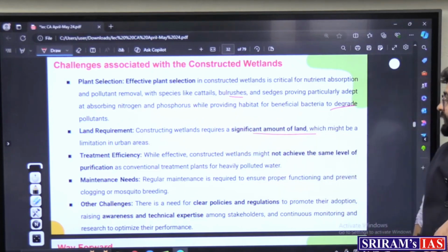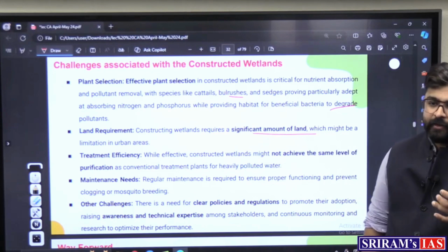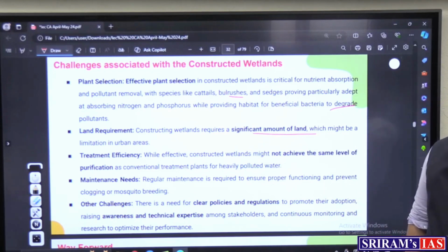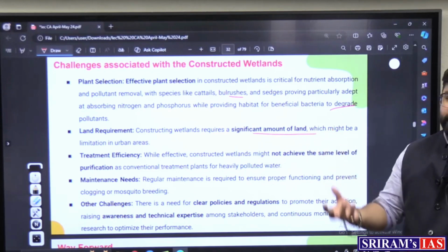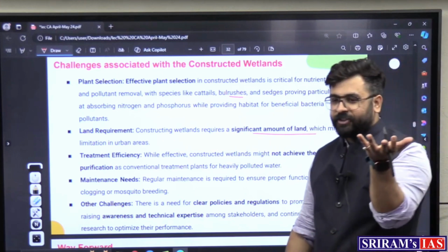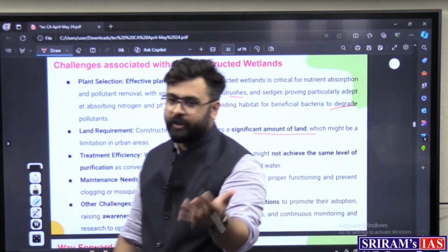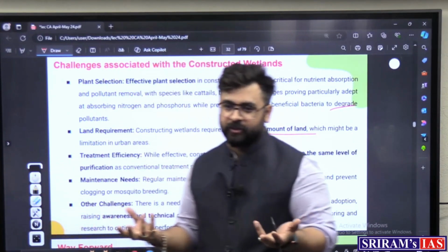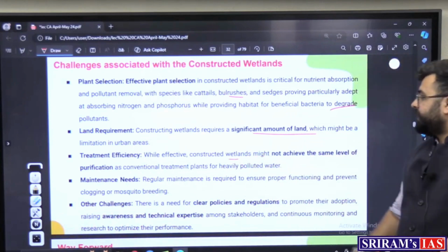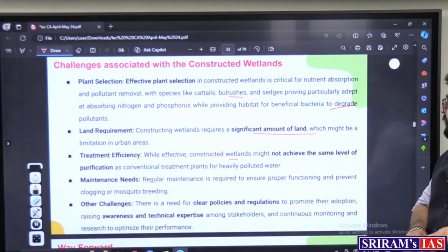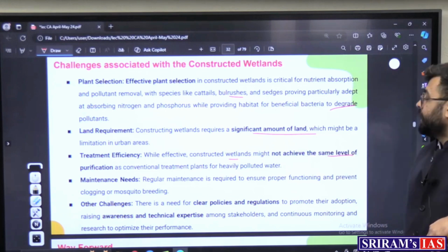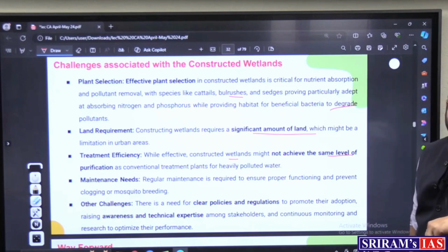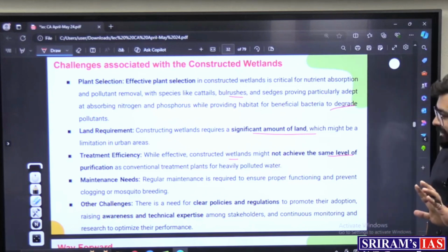Then treatment efficiency. Again, a natural wetland and a constructed wetland. The efficiency at which a natural wetland works, the constructed wetland cannot match. Okay. So constructed wetlands might not achieve the same level of purification as conventional treatment plants for heavily polluted water. So it cannot match that pace.